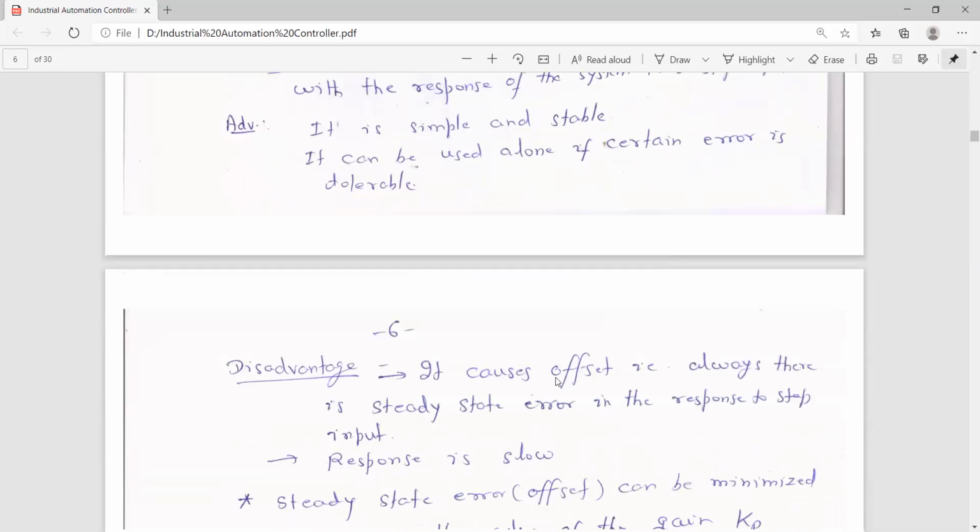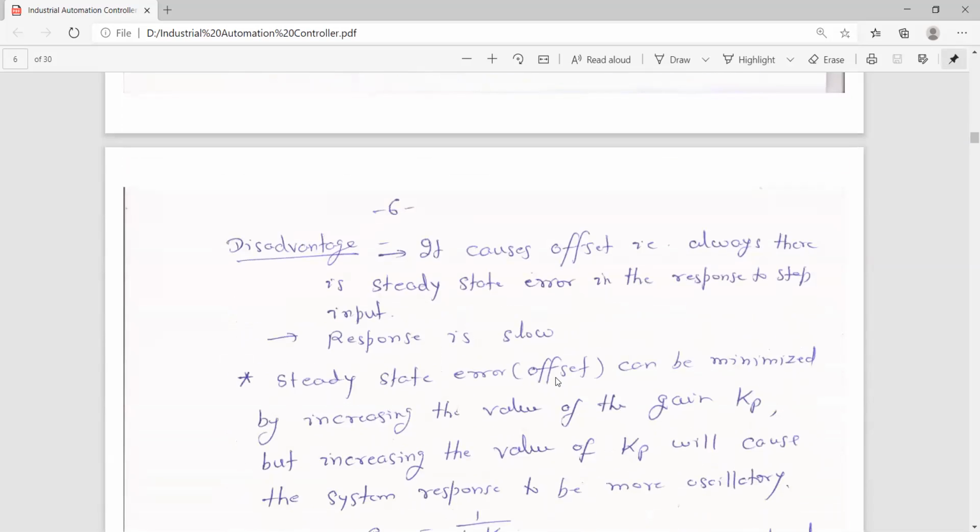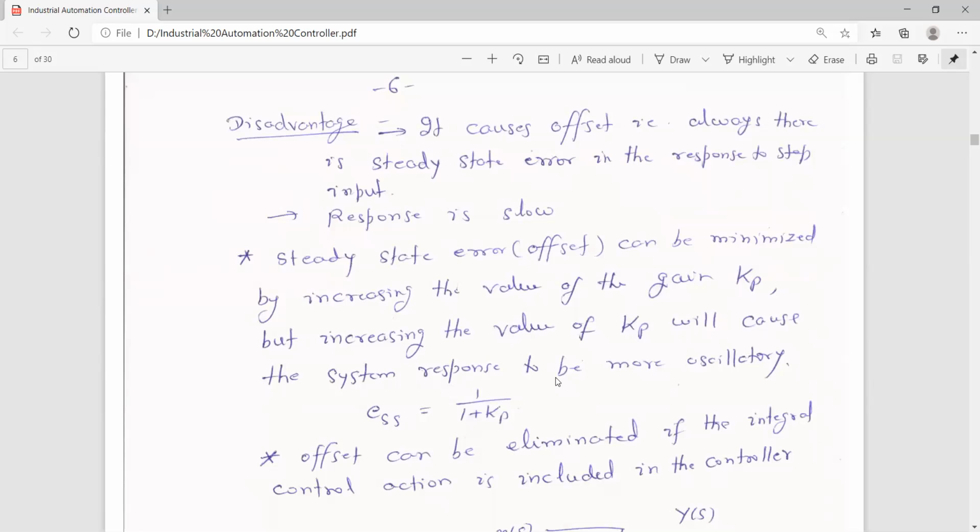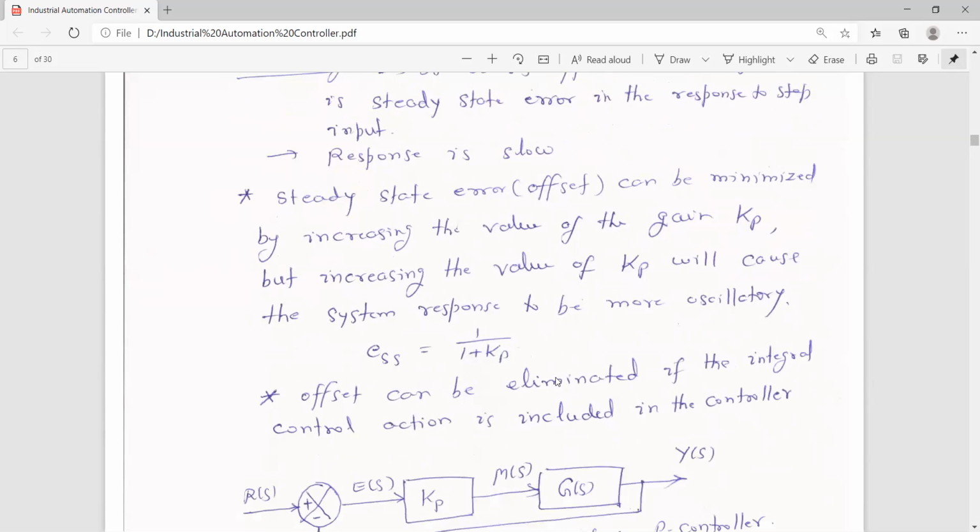Then the disadvantage: it always causes offset. Offset means a steady state error. That means there is a steady state error in the response to a step input. And the second drawback is that the response is very slow. Then how to minimize the offset? Because in the time domain, we know that the steady state error is equal to 1 by 1 plus Kp. So if we increase the value of Kp, we can minimize the steady state error ESS.